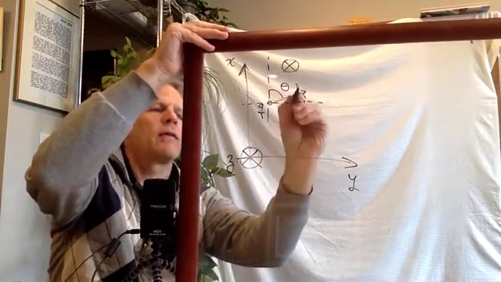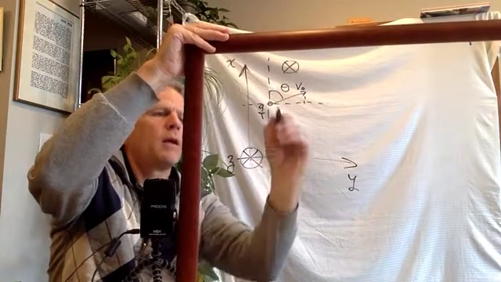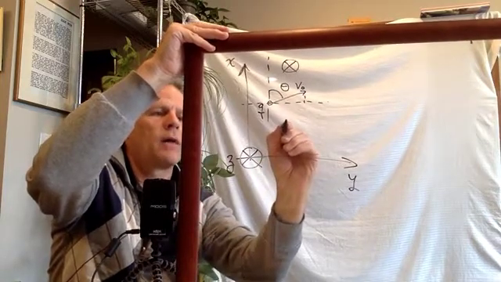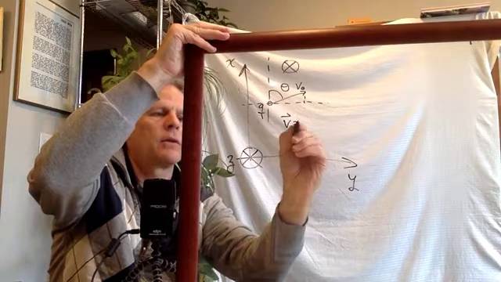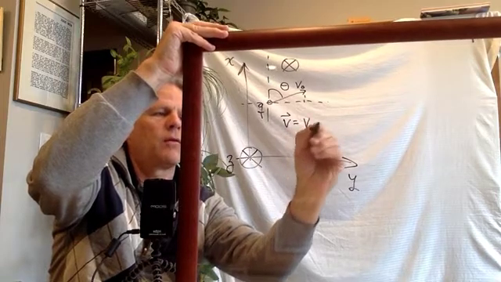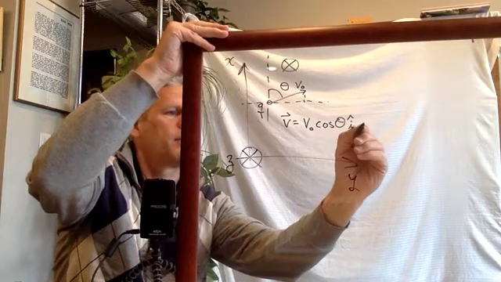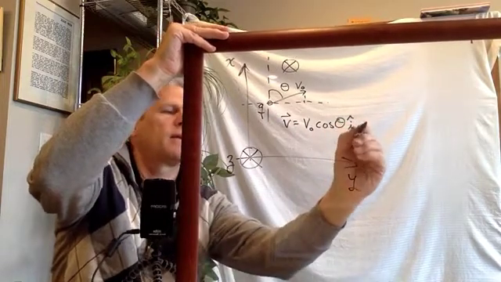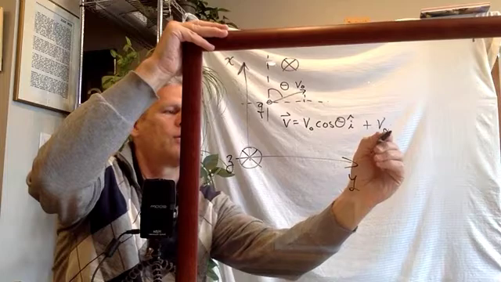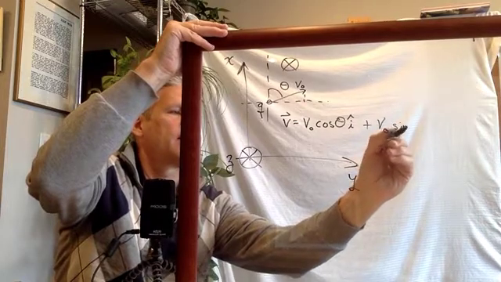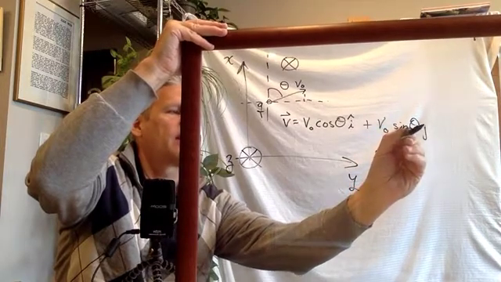So let's just say we have a v0, and so our v is simply going to be equal to v0 cosine theta i hat plus v0 sine theta j hat.